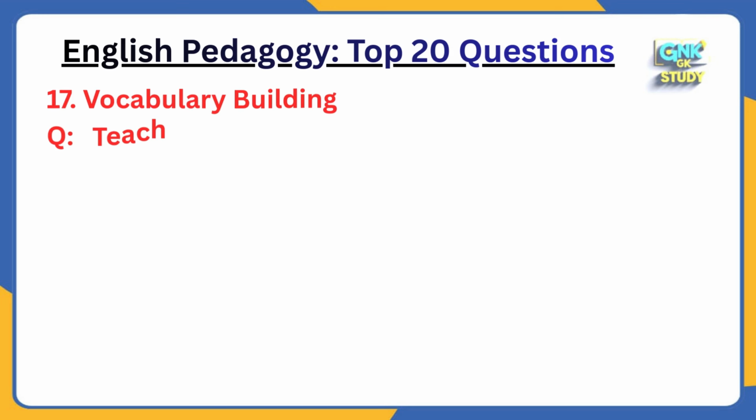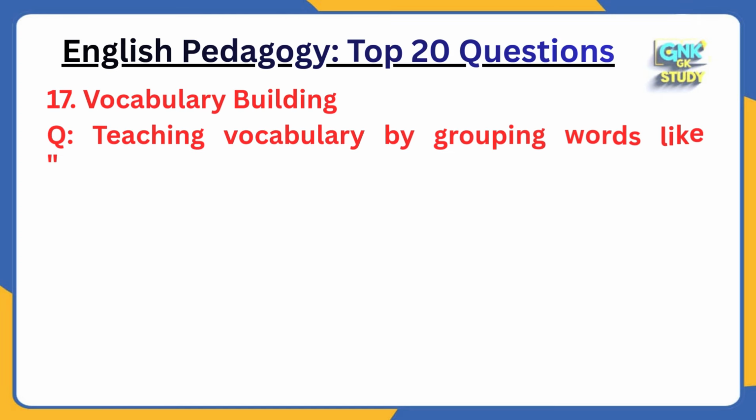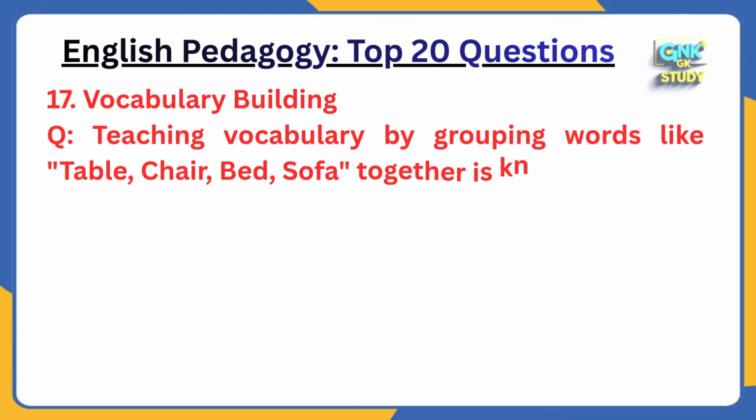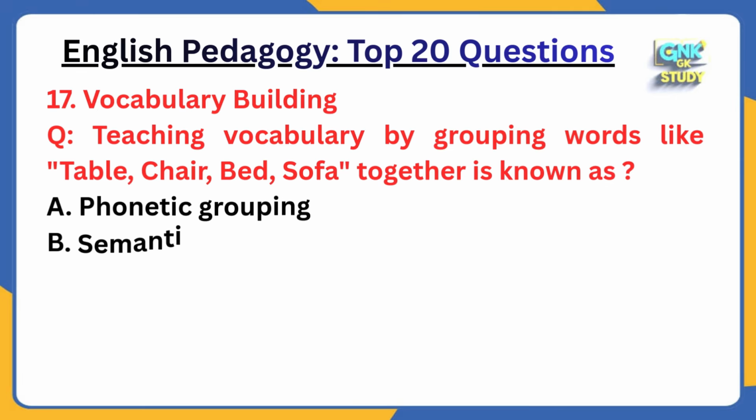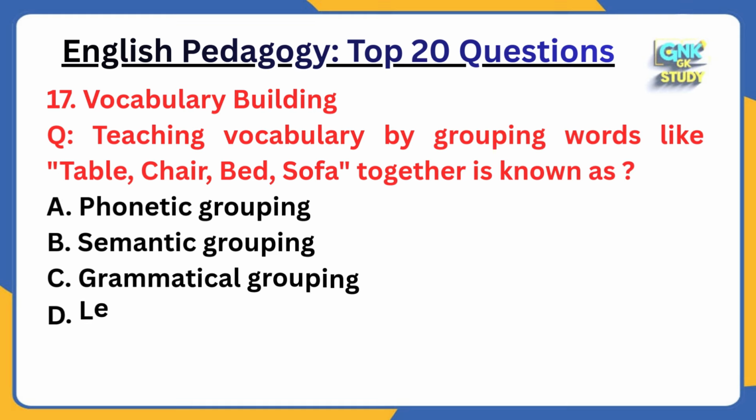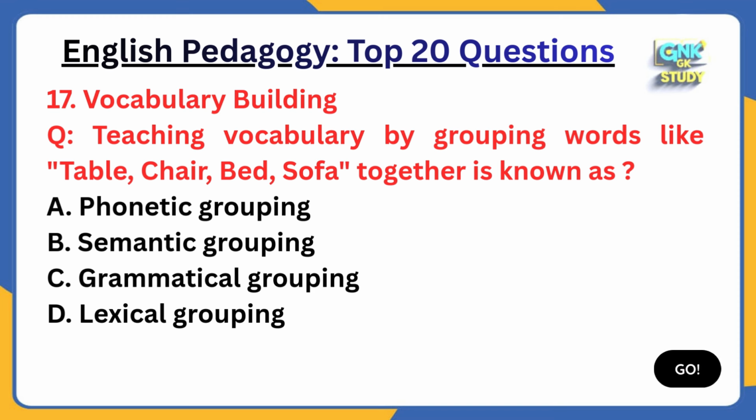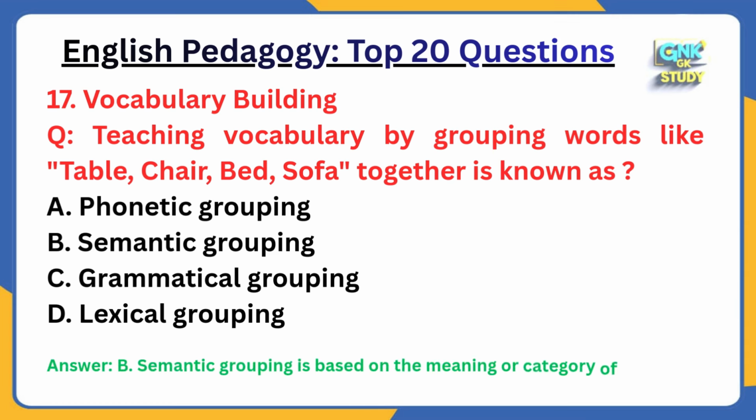17. Vocabulary building. Question. Teaching vocabulary by grouping words like table, chair, bed, sofa together is known as A. Phonetic grouping, B. Semantic grouping, C. Grammatical grouping, D. Lexical grouping. B. Semantic grouping is based on the meaning or category of the words.